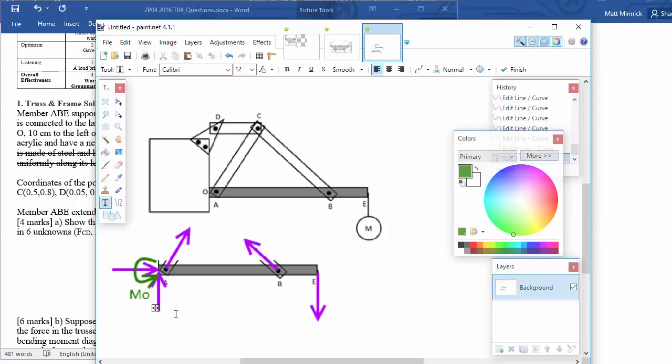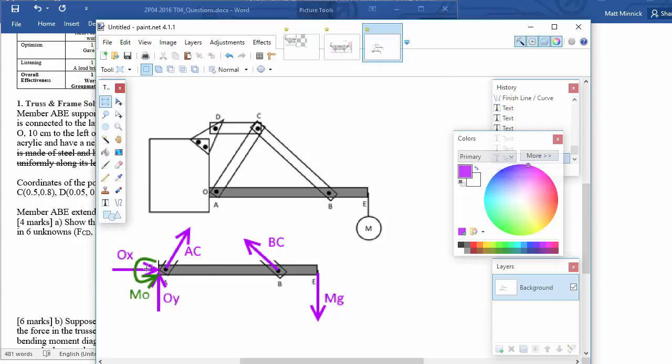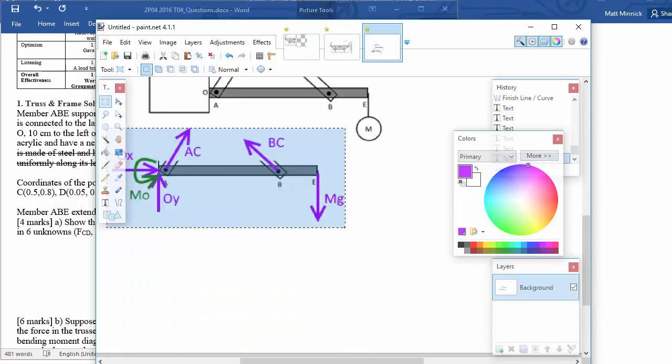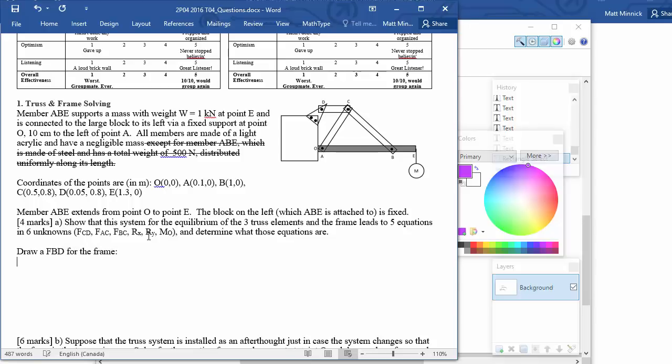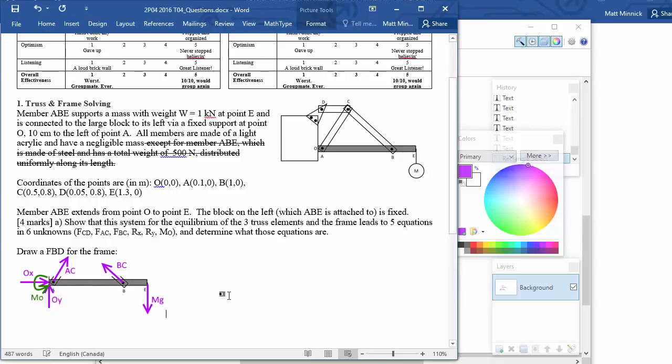Let's call this MO. We're gonna go back to the violet color here, and we've got OY, OX, and then we've got what would this be? AC. This one is BC, and this one is what do we call that? Maybe like MG, since we know the mass of that thing. Sure. All right, cool. So there's our free body diagram for the frame. Draw a FBD for the frame. And there we go. Okay.